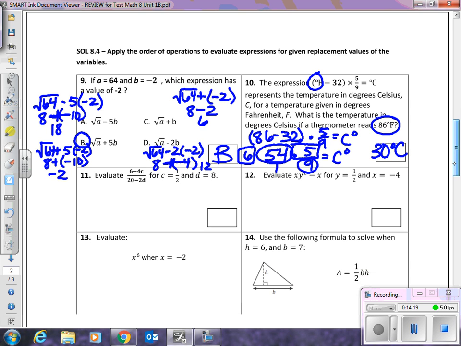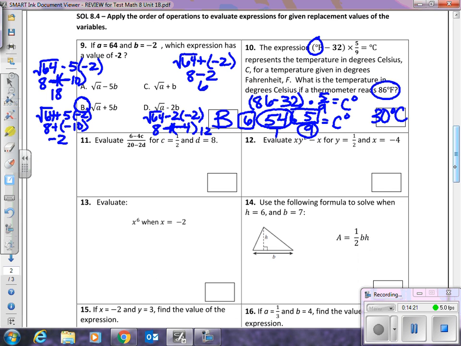Right, going to number 11, again, it's replacement values. Half of your test is going to be order of operations. The other half looks like this. Right, so you've got to get familiar with plugging in these values, and you're going to notice that some of these values are fractions, and we've got to be able to survive them. Right, so looking at number 11, we have 6 minus 4 times 1/2 over 20 minus 2 times 8.